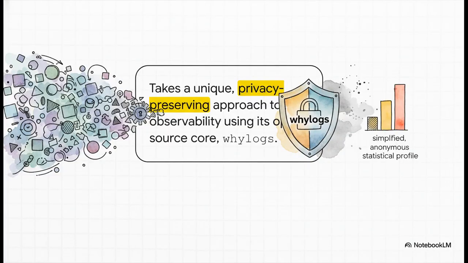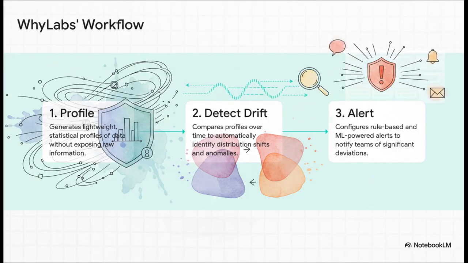All right, let's move on to our second tool, WhyLabs, and more specifically, its open source core, a library called WhyLogs. This one takes a really unique and clever approach to data observability. So here's the workflow. Instead of sending all of your raw, potentially sensitive data somewhere for analysis, WhyLogs creates these super lightweight statistical profiles. This is a game changer because it's both privacy-preserving and highly efficient. These profiles capture all the key statistical properties without ever exposing the raw data itself. You can then compare these profiles over time to detect drift and trigger alerts. It's a really scalable and secure design.